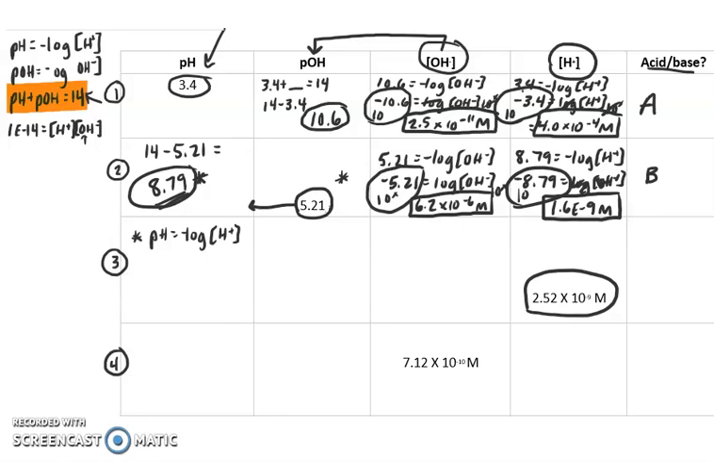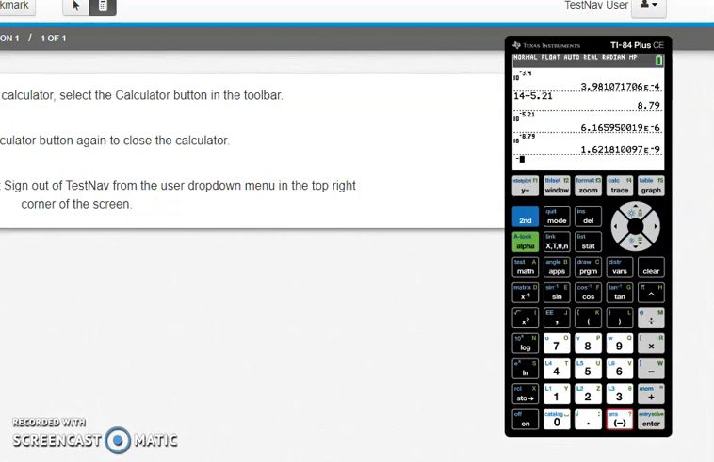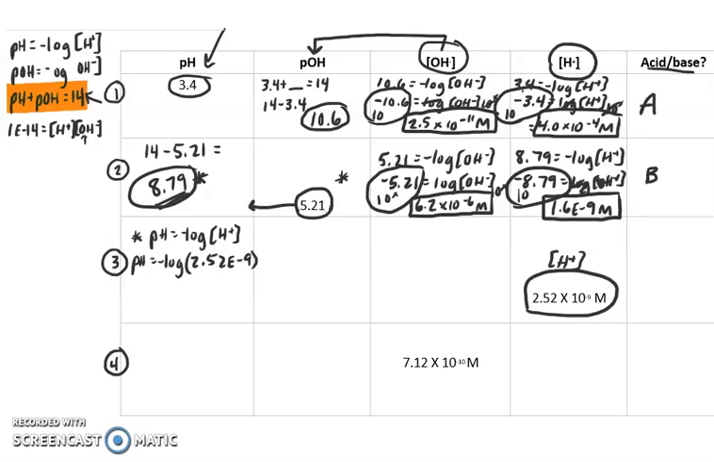Now this time we don't know the answer. We know the H value that we're going to substitute here. So pH is the negative log, and again, this is my H, right? So I'm just going to substitute that in. 2.52 e to the -9th, and I'm going to plug that into my calculator. So the negative log of 2.52 e to the -9th, and I get 8.60. Remember, when we can, we try to give pHs to 2 decimal points.